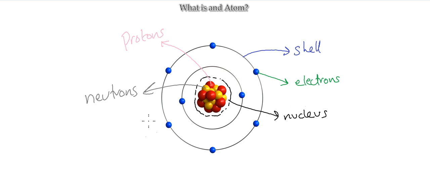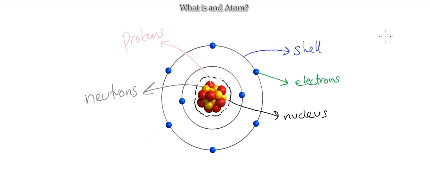So those are five initial things that we should know in the structure of an atom. We have the shells, the electrons, we have a nucleus, and inside the nucleus are the neutrons and the protons. Now, the electrons are basically orbiting around the nucleus, just like the planets orbit around the sun, while the neutrons and protons stay inside the nucleus.